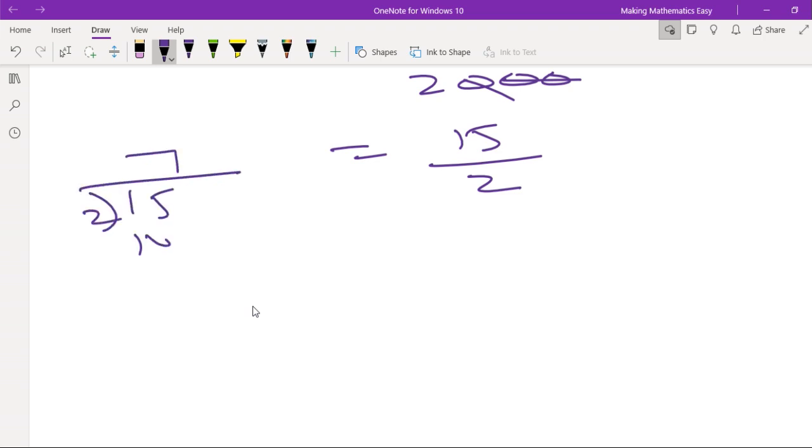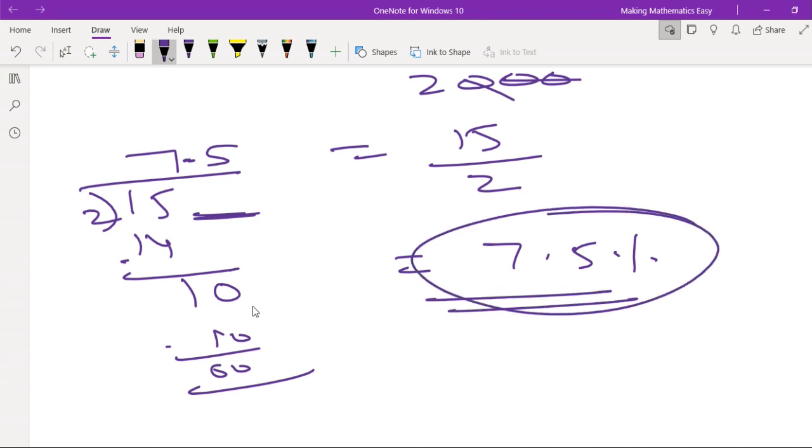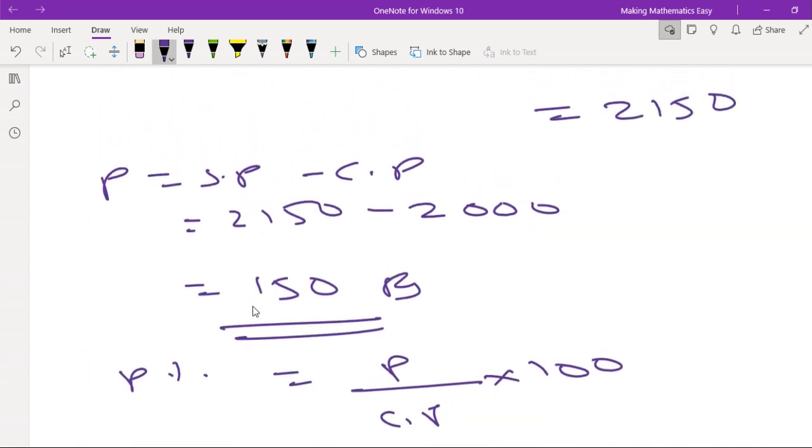2 sevens are 14, 1. You do not have any number over here. You can take point over here and 0. And then 2 fives are 10. So that's your answer, 7.5 percent profit. Okay.